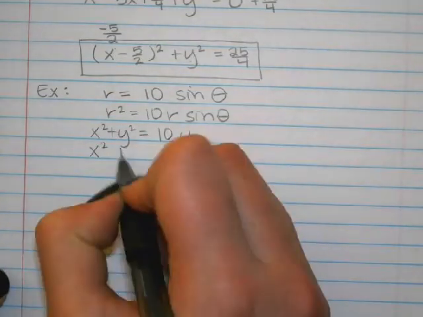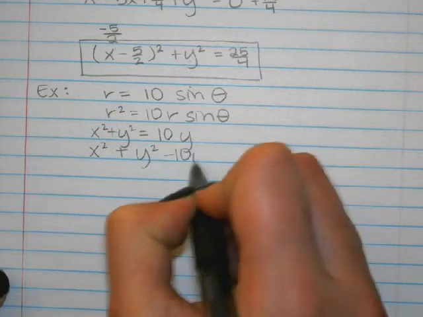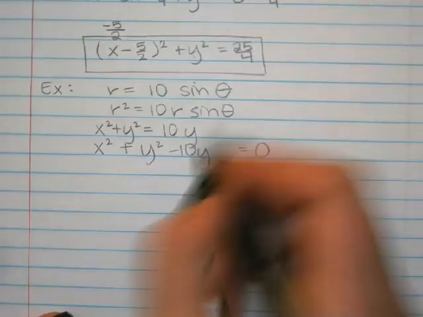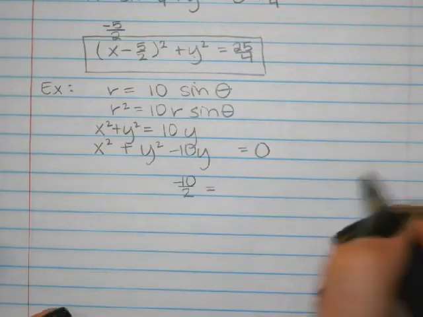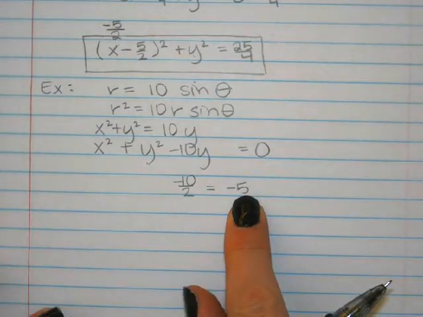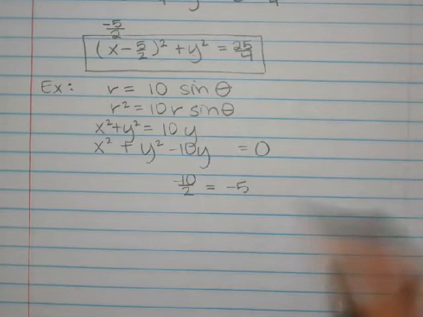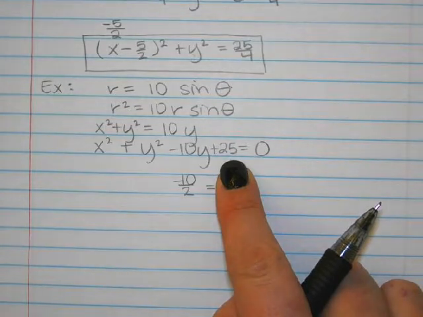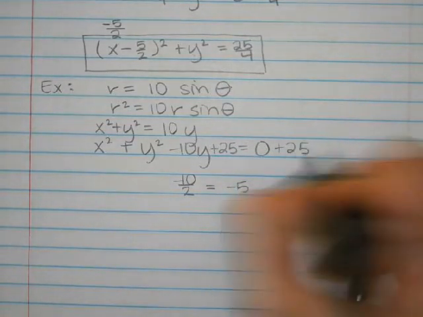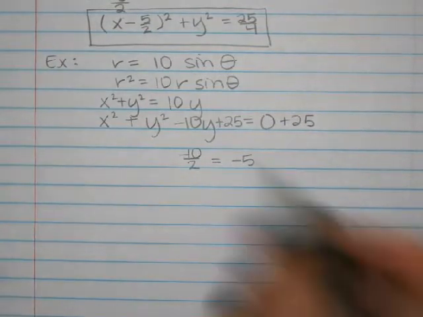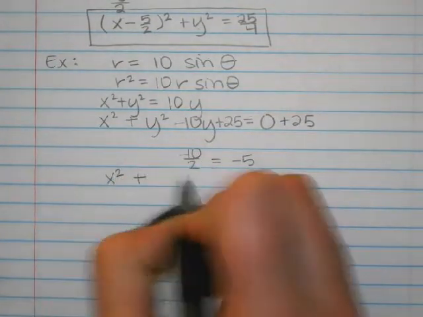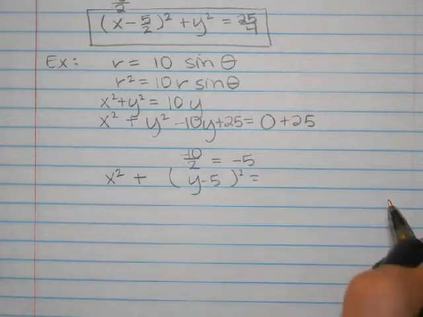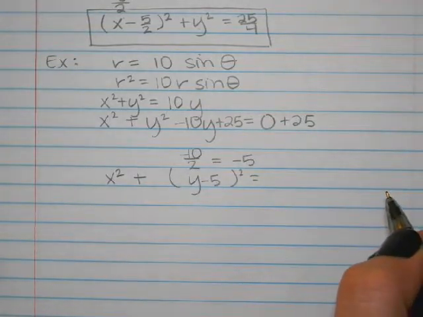Okay, so I have x squared plus y squared minus 10y, I'm going to leave some space, equals 0. Divide by 2, negative 10 divided by 2 is negative 5, okay. And then when I square it, I get 25. And if I add 25 to the left side, add 25 to the right side. So I have x squared plus something squared equals something. Y minus 5 squared equals 25.